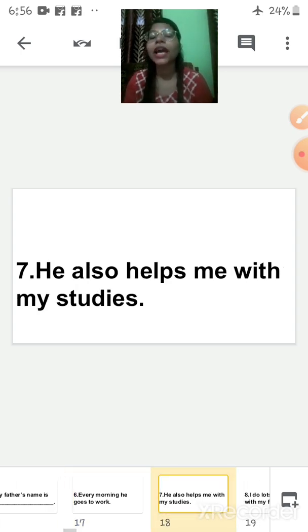Then he also helps me with my studies. He teaches you at home? Yes. In some families, mothers also help the children in the studies. But in some, your father must also be helping you with the studies. So he also helps me with my studies.